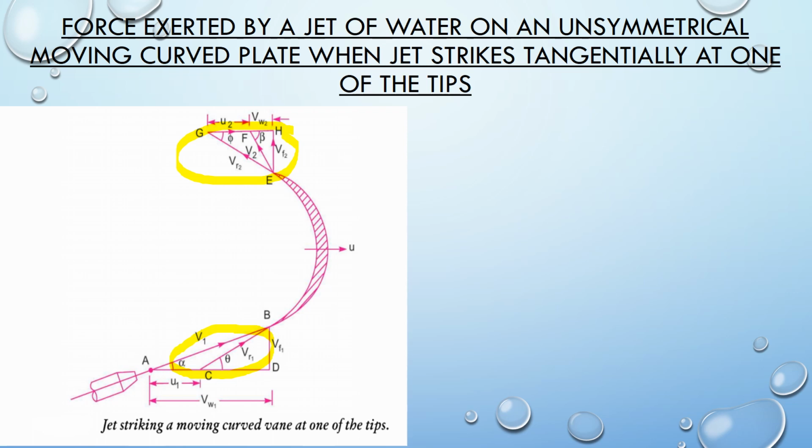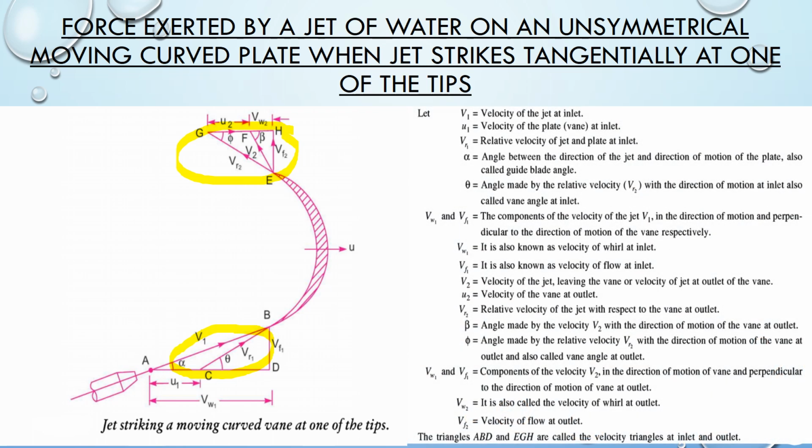Before that, let me introduce the terminologies associated here. You can have a look at all these things. Some of them were already discussed in the last session. Here VR1 is the relative velocity, and alpha is the angle between the direction of the jet and the direction of motion of the plate. It is known as the guide blade angle, and you can see this angle alpha here. There is another angle called the vane angle at inlet, mentioned here as theta. It is the angle made by the relative velocity VR1 with the direction of motion at inlet.